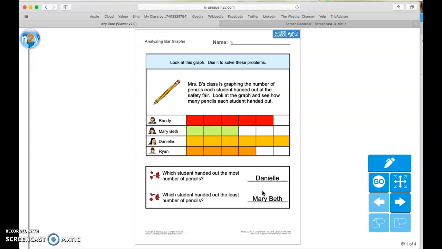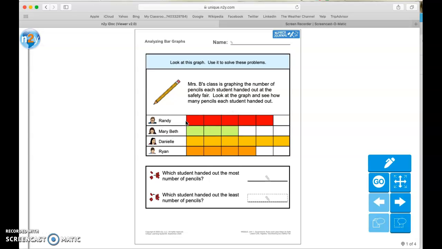Here's our first, sorry. I should have this deleted because I already did this today. Look at this graph and use it to solve the problems. Mrs. B's class is graphing the number of pencils each student handed out at the safety fair. Look at the graph and see how many pencils each student handed out.